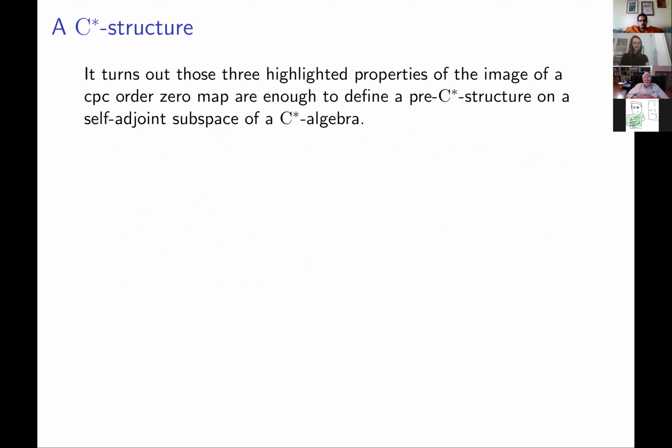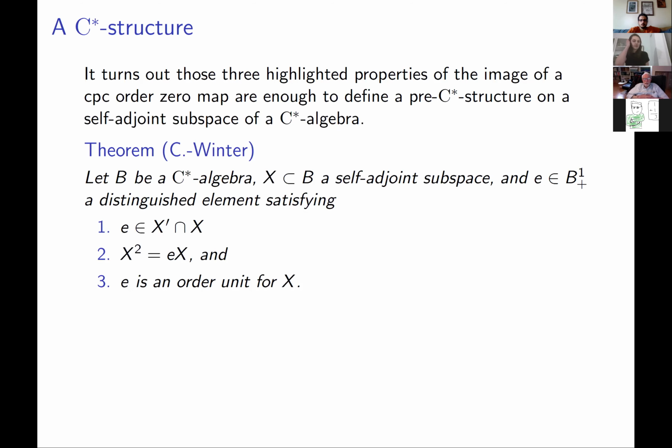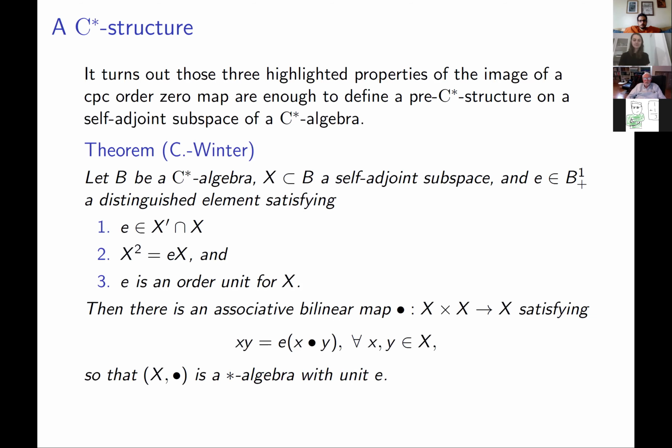Okay, so back to those three highlighted properties of the image of a CPC order zero map. It turns out that these are actually enough to define a pre-C-star structure on a self-adjoint subspace of a C-star algebra. So what do I mean? Let's take a C-star algebra B, a self-adjoint subspace X, and a positive contraction E in B that satisfies those three criteria we saw before: E commutes with X, X squared is equal to EX, and E is an order unit for X. Then we can define an associative bilinear map on X, which actually satisfies the following.